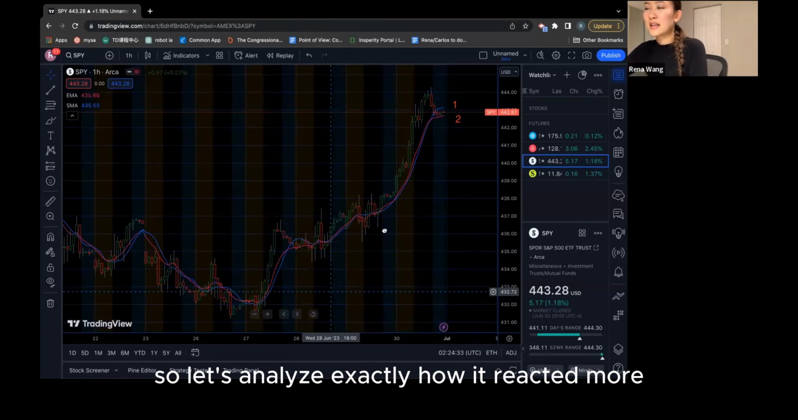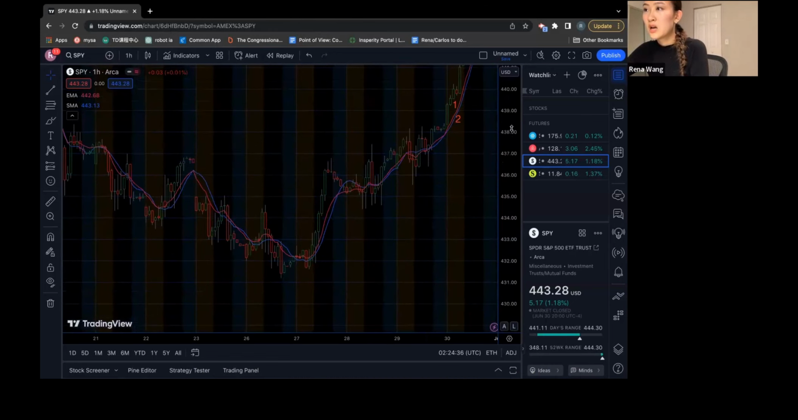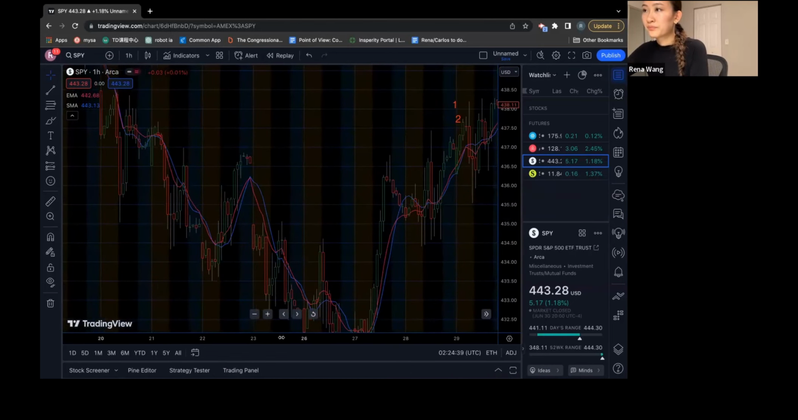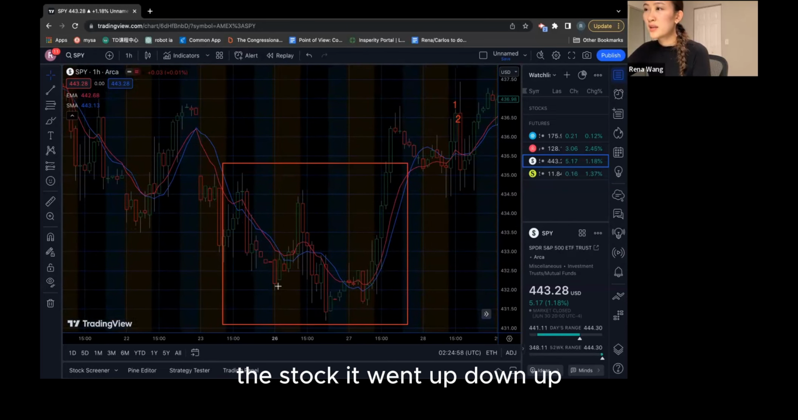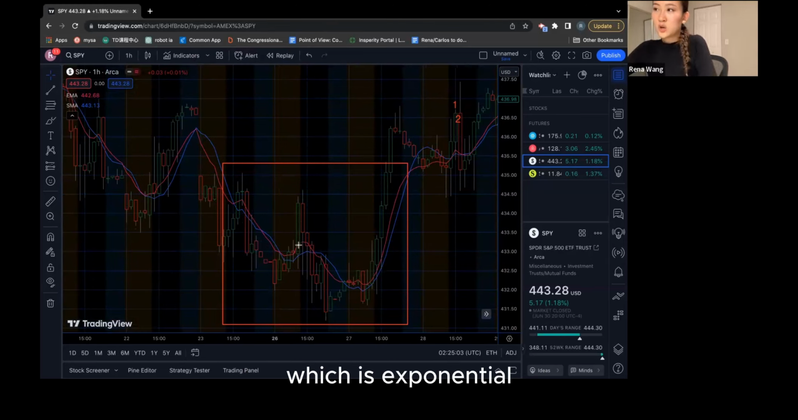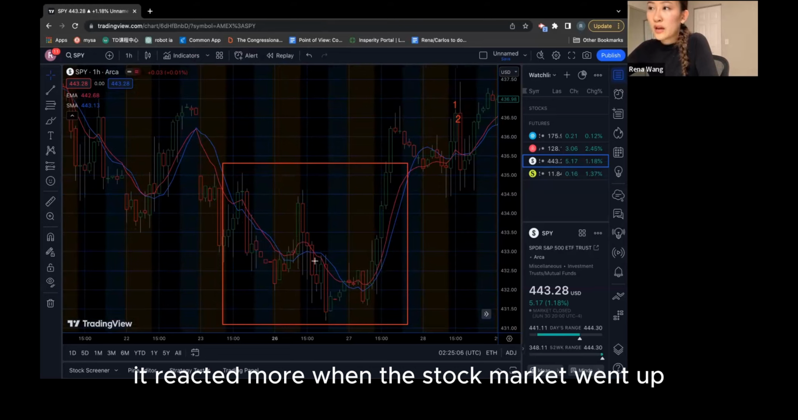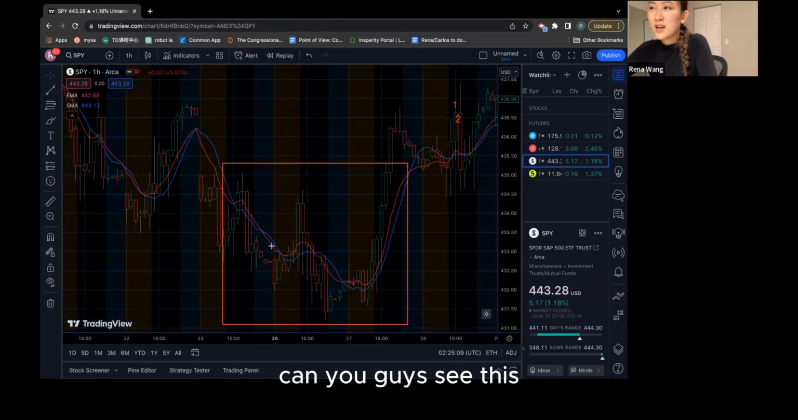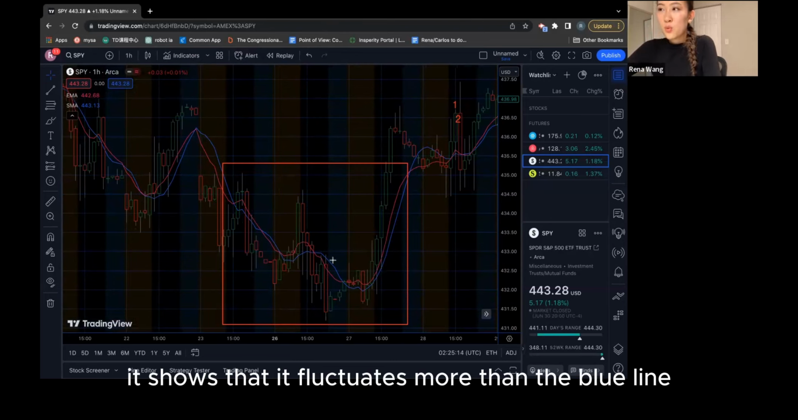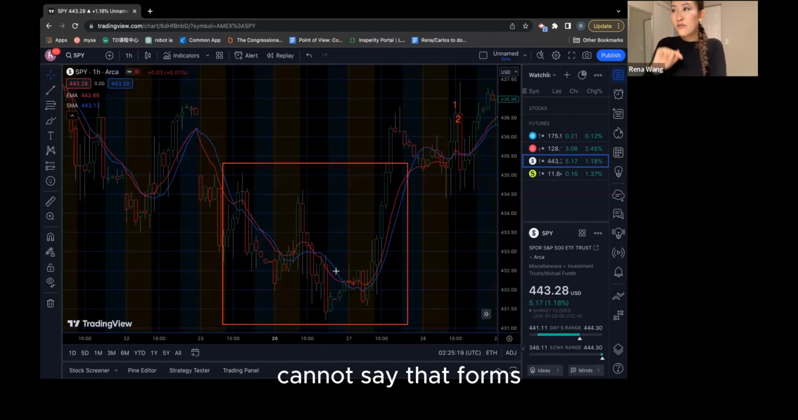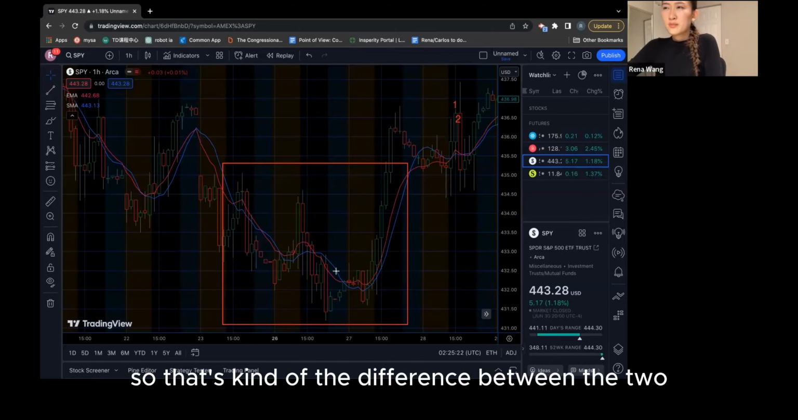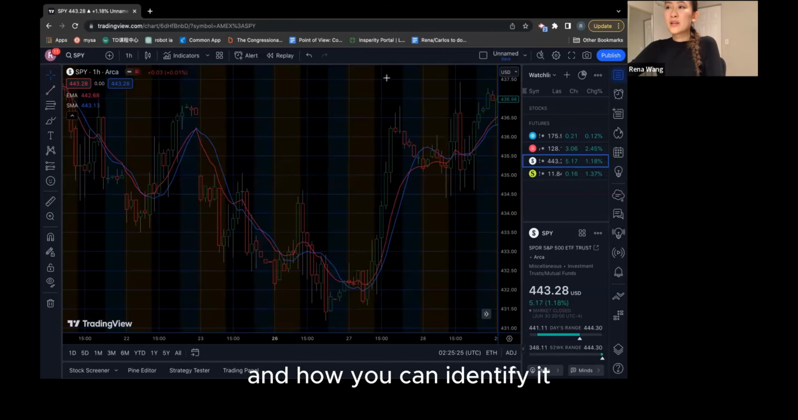So let's analyze exactly how it reacted more. Let's look at this section. As you can see, the stock went up, down, up. And the red line, which is the exponential, reacted more when the stock market went up compared to the blue line. Can you guys see this? The curve right here shows that it fluctuates more than the blue line because it reacts to the last candlestick that forms. That's the difference between the two and how you can identify it.